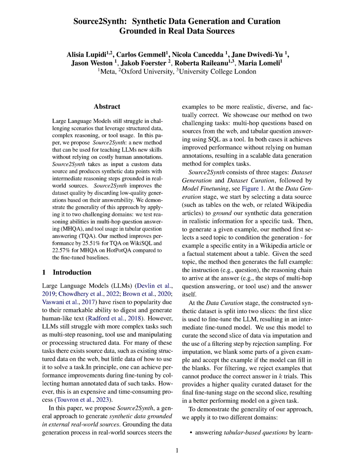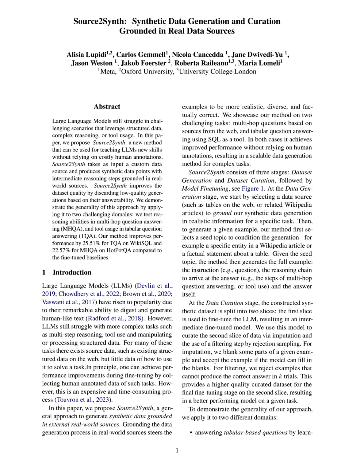1. Dataset generation. This stage begins with selecting a real-world data source, such as tables or Wikipedia articles, to ground the synthetic data. A seed topic is then generated from this source, which serves as the basis for creating examples. The algorithm generates a full example that includes an instruction, e.g., a question, a reasoning chain detailing the steps to arrive at the answer, and the answer itself.